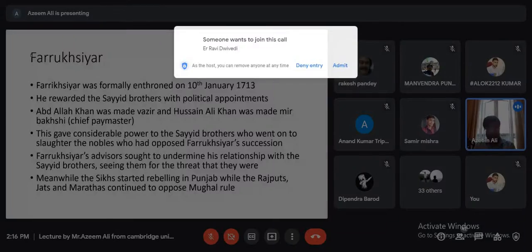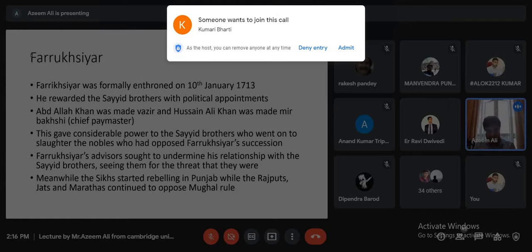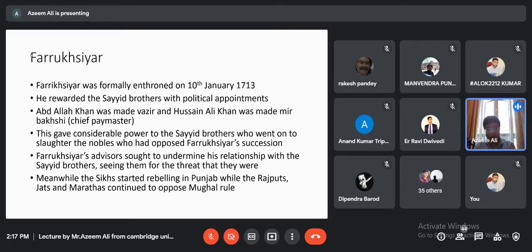And this led to plotting in the Mughal court. So Farrukhsiyar's advisors saw the danger of the Sayyid brothers, so they wanted to undermine his relationship with them, because they saw that they were a real threat to the stability of the Mughal Empire.